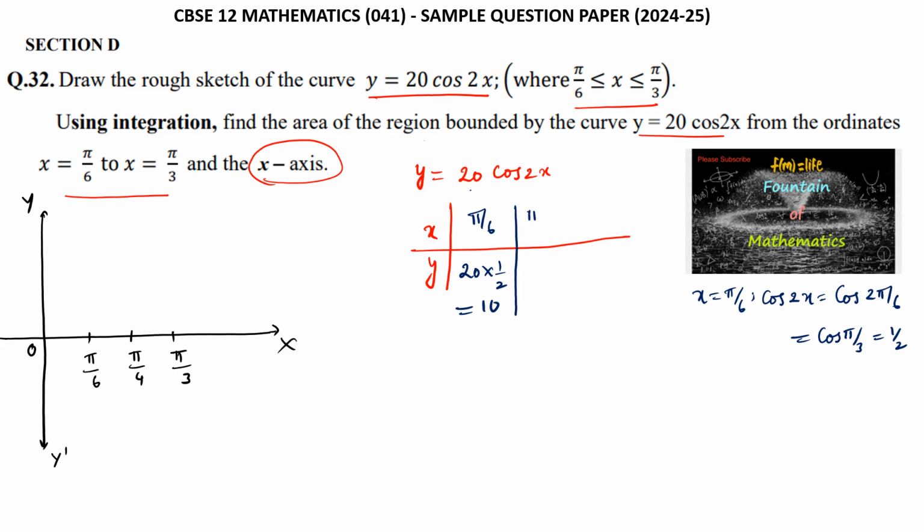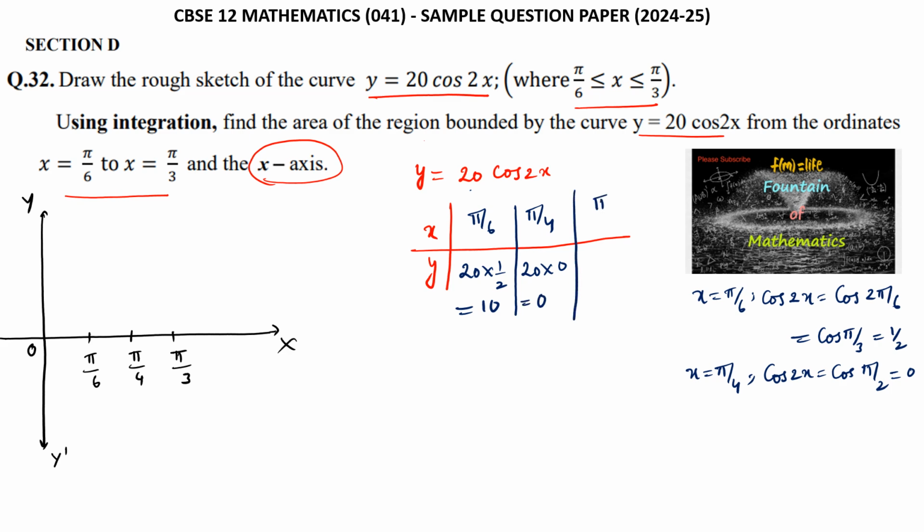Now when x is equal to pi by 4, cos 2x is equal to cos 2 into pi by 4, that is pi by 2. Cos pi by 2 is 0. So here we get 20 into 0 is 0.